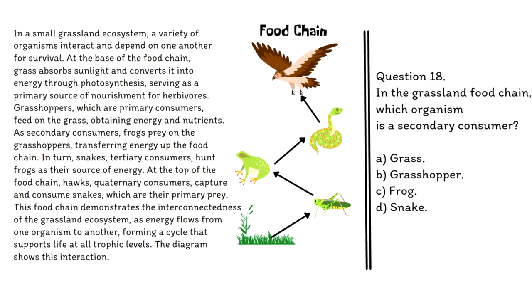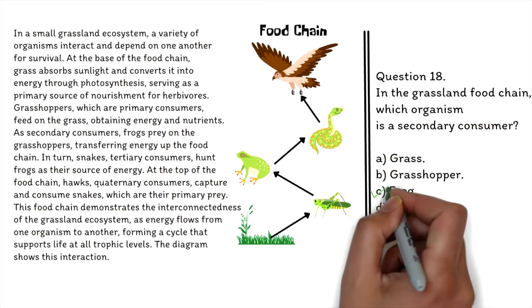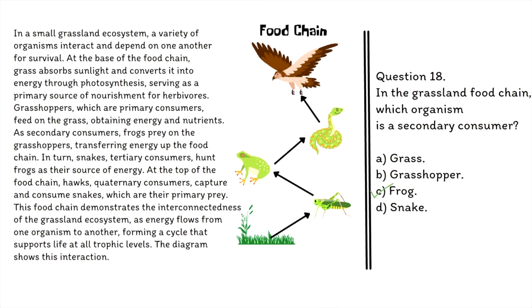Question 18. In the grassland food chain mentioned earlier, which organism is a secondary consumer? A. Grass. B. Grasshopper. C. Frog. D. Snake. The correct answer is C. Frog. In the grassland food chain, the frog preys on the grasshopper, which is a primary consumer. Since the frog obtains its energy and nutrients by feeding on the primary consumer, it is considered a secondary consumer in the food chain.